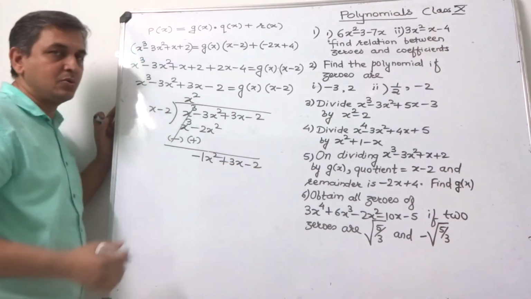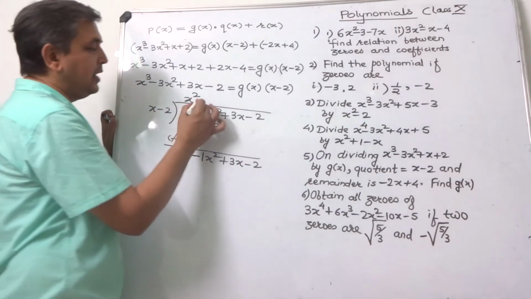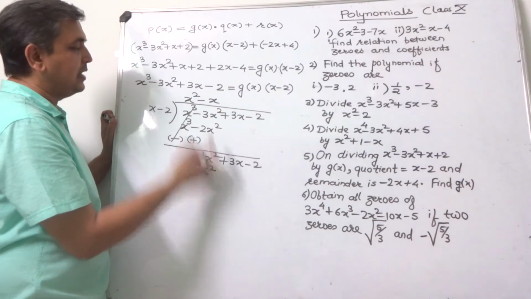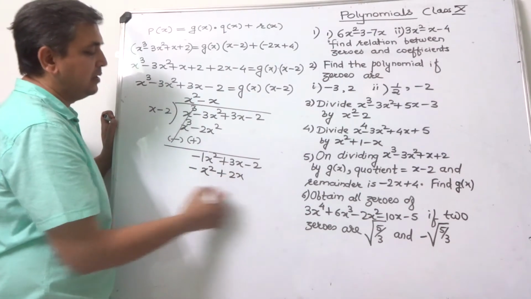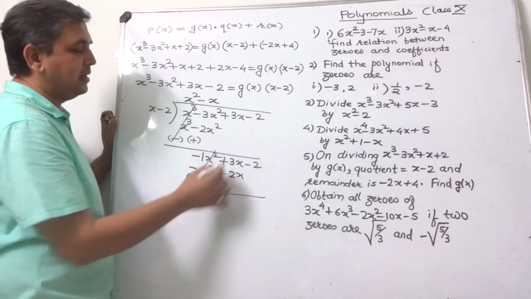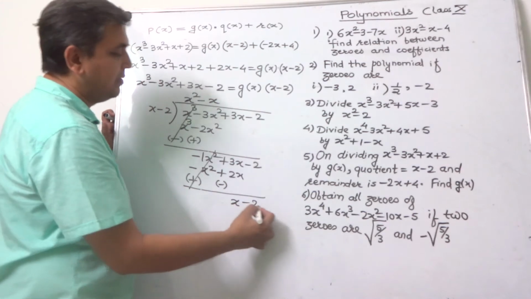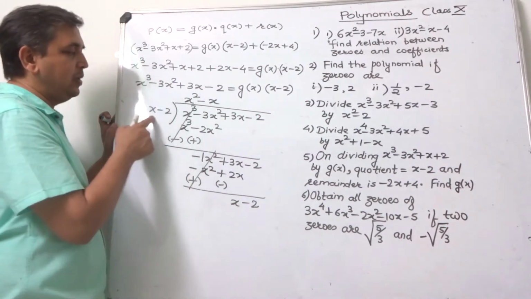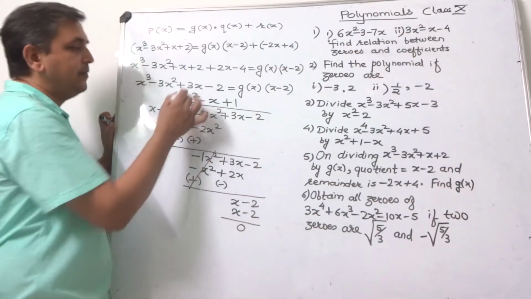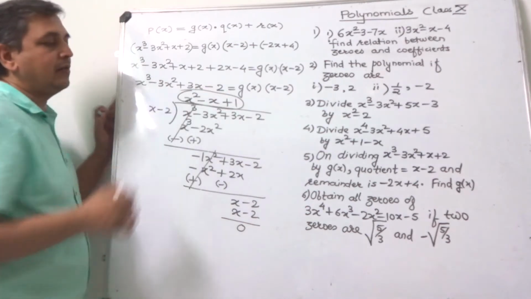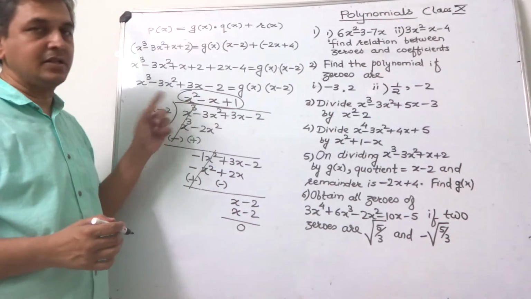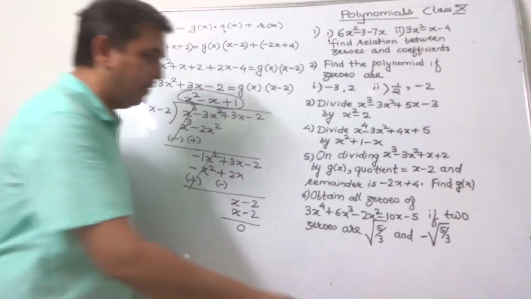We take down these two terms, plus 3x minus 2. Again the first term divided by x gives minus x. Minus x into x is minus x square plus 2x. Again change the signs. Plus minus, this gets cancelled. 3x minus 2x is x, minus 2. x minus 2 divided by x minus 2 is plus 1 and the remainder will be 0. So this value is our required answer. Question is find g of x. Required g of x is x square minus x plus 1.